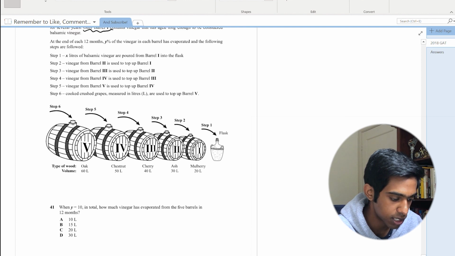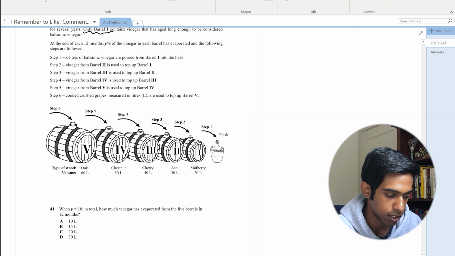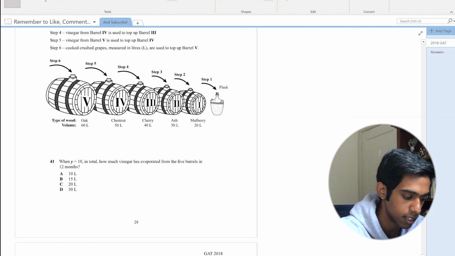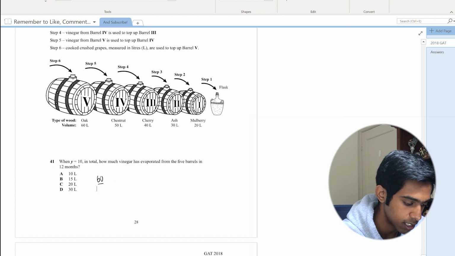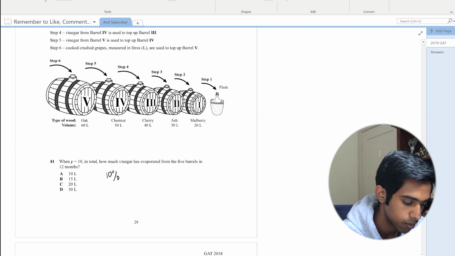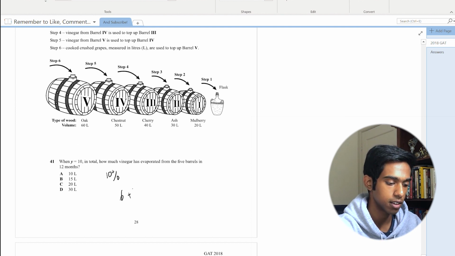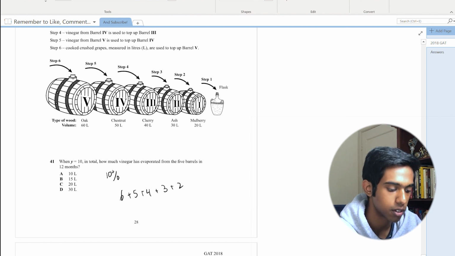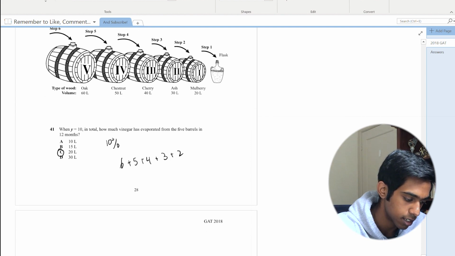So when Y equals 10 in total, how much vinegar has evaporated from the 5 barrels in 12 months? We're just calculating essentially 10% of each of these barrels. So 10% really just means dividing by 10. We divide each of these by 10, so we're just doing 6 plus 5 plus 4 plus 3 plus 2: 11, 15, 18, 20, so that's C.